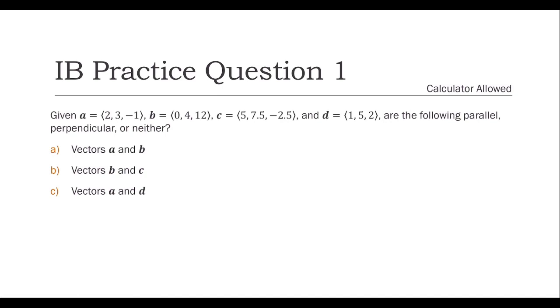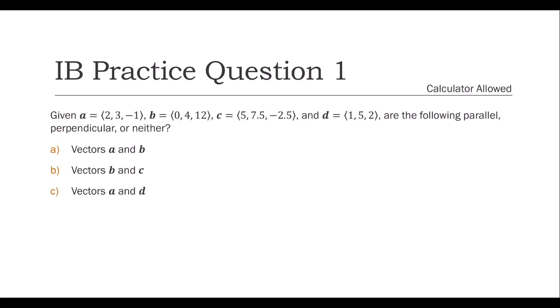So here we have our first IB practice question. The calculator is allowed for this. It says, given A equals (2, 3, -1), B equals (0, 4, 12), C equals (5, 7.5, -2.5), and D equals (1, 5, 2), are the following parallel, perpendicular, or neither? So first we have vectors A and B. So we can start by testing if they're parallel.